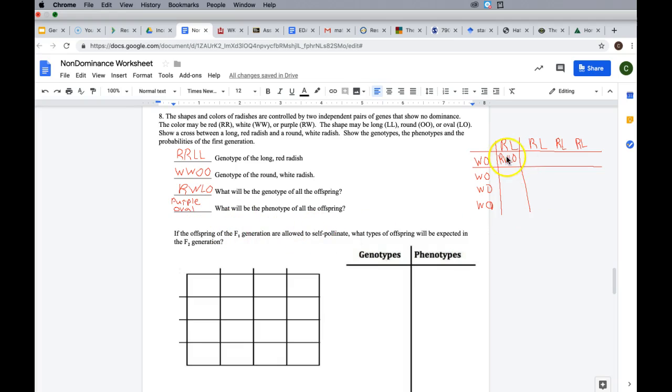All right, so now it's saying let the F1 generation self-pollinate. So we're letting this self-pollinate. So your genotypes for this Punnett square below will be RW, LO, times RW, LO. So just put these here. Same thing. So it'll be RL, RO, WL, WO, RL, RO, WL, WO. Do your genotypes and phenotypes. Okay? Pretty simple.